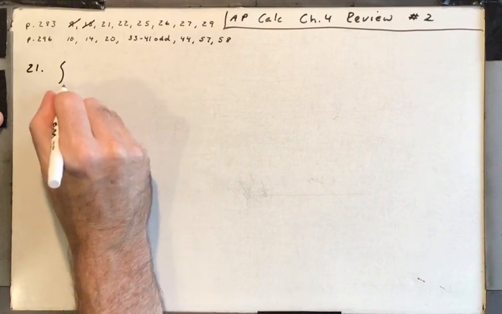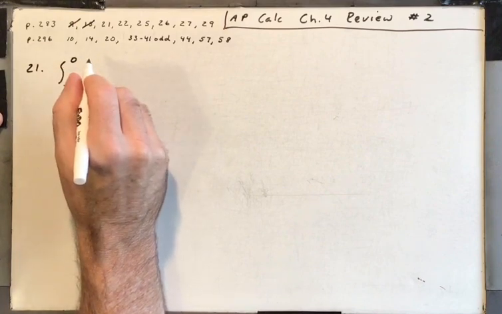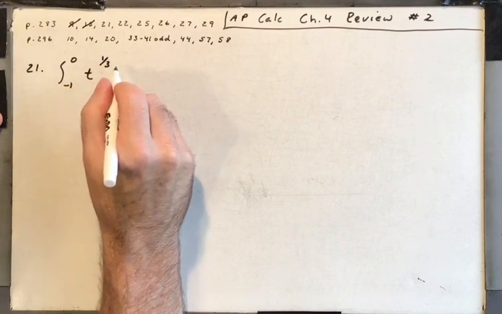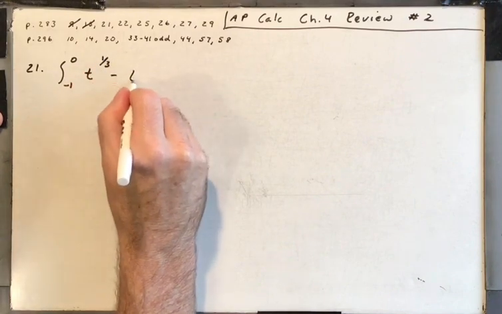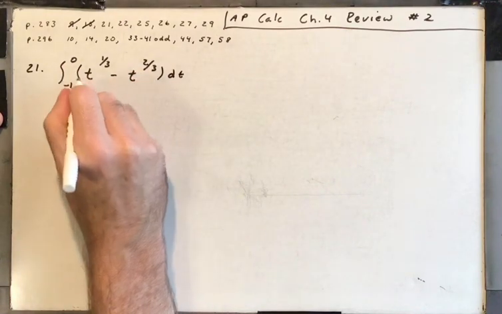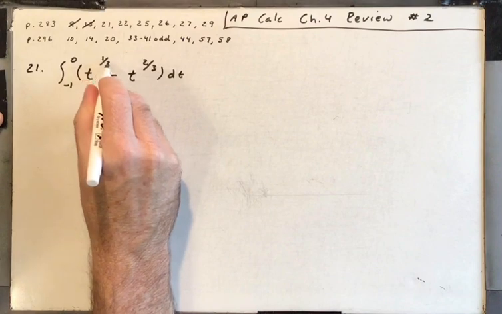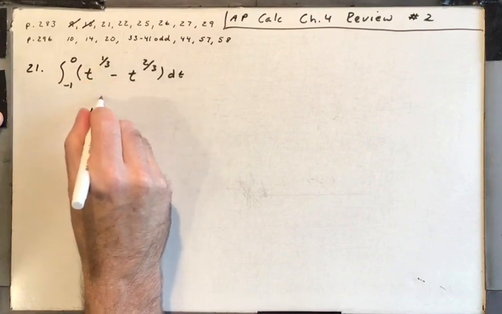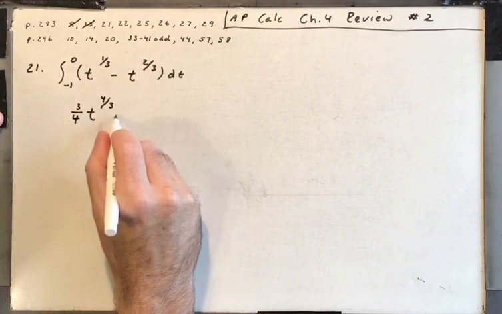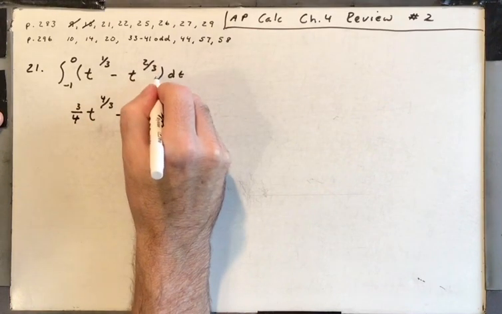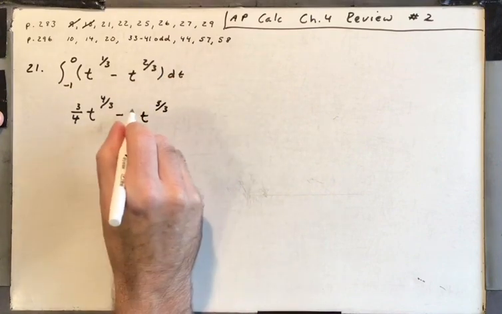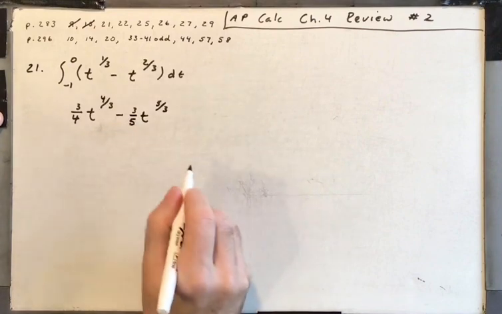So we're going from -1 to 0, t to the 1/3 minus t to the 2/3. Okay. I think we can do this. So add 1 to 1/3, that's going to be 4/3, right? T to the 4/3. But I need a 3/4 out front. Add 1 to 2/3, that's going to be 5/3. But I need a 3/5 out front.